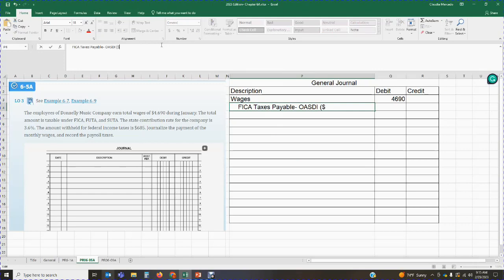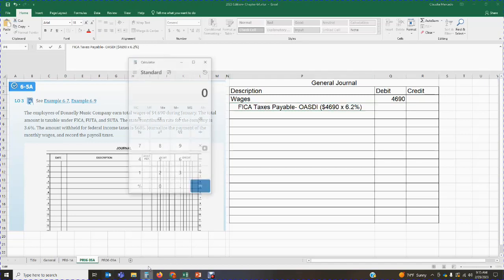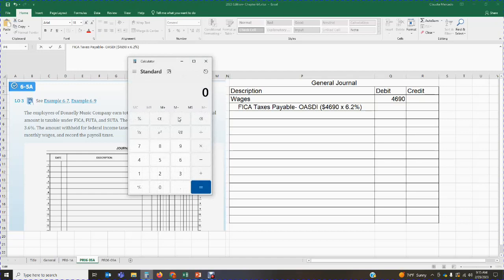Well, I know that my employees got paid $4,690 and my OASDI rate is 6.2%, okay? So, we've already been calculating OASDI all semester long, so you should be familiar with the OASDI rate by now, okay? So, we have $4,690 times 6.2%. That gives me a tax of $290.78, okay?